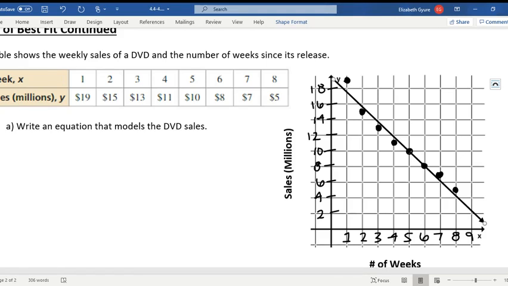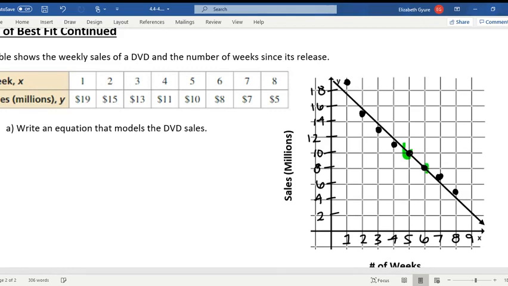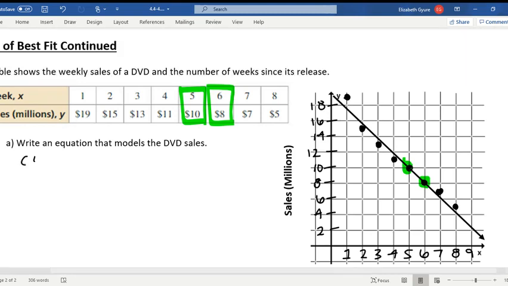Okay. So we now have our line. Let's pick 2 points on it. I can clearly see that it goes through these 2 points, right? Yeah, 5, 10, and 6, 8. So that's these 2 points. Okay, so we have plotted our line. We have picked 2 points. What do I now need to find? Look at the front if you need to. Yep, we are going to find the slope. So my points are 5, 10, and 6, 8.